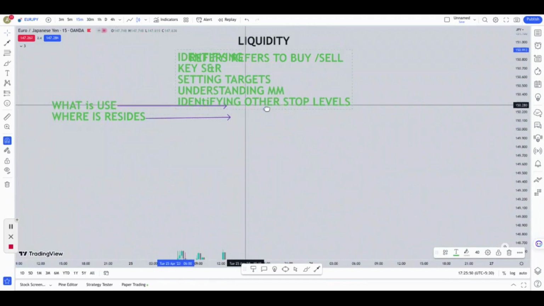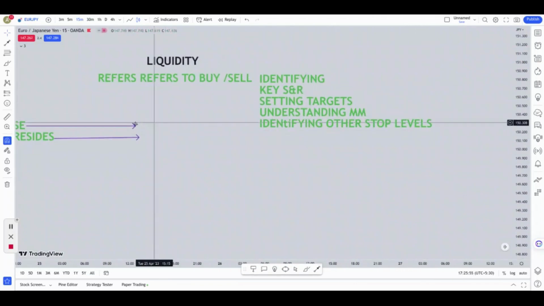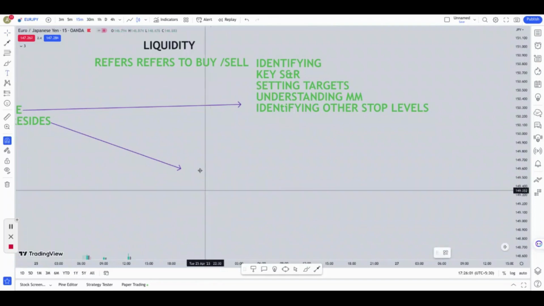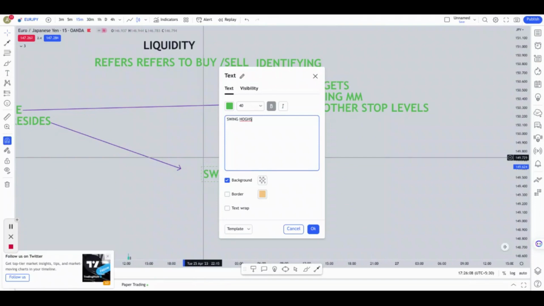So where does it reside? If I have to explain in three words, the answer is that it resides at three points: below or at swing highs and lows, then equal highs and lows, and then high wick levels.